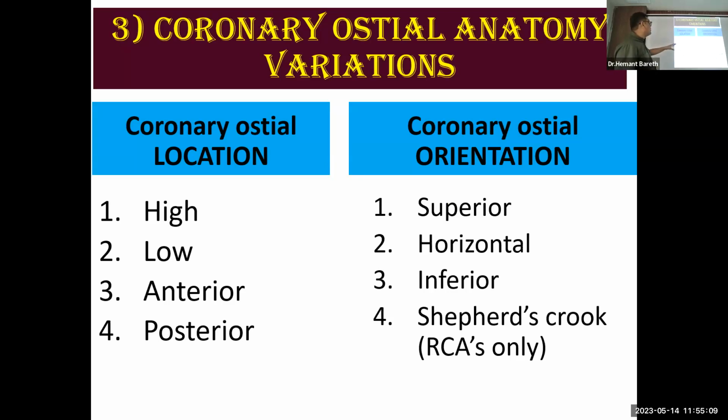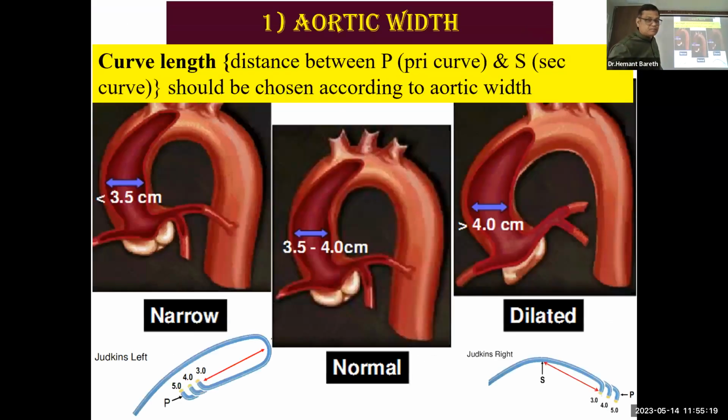But let me talk about the coronary anatomy. What I meant by coronary anatomy: coronary anatomy can be normal, let us say, this is the coronary. So this is normal. Could be high. So this is high. And this could be low. So this is low. So you need a different catheter.